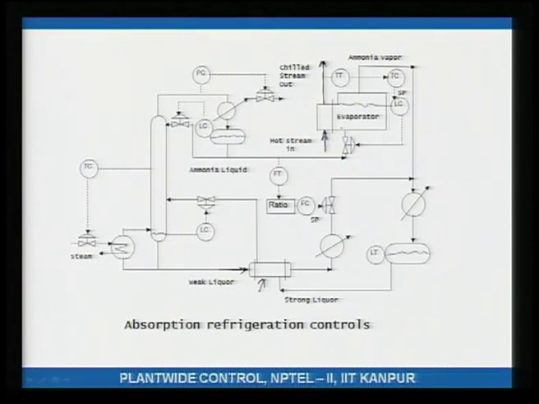Well, I hope the process is clear to you. So, you get strong liquor, it is distilled to get ammonia and weak liquor, and this weak liquor is used to absorb the ammonia. Now, how do you control the temperature of the chilled stream?